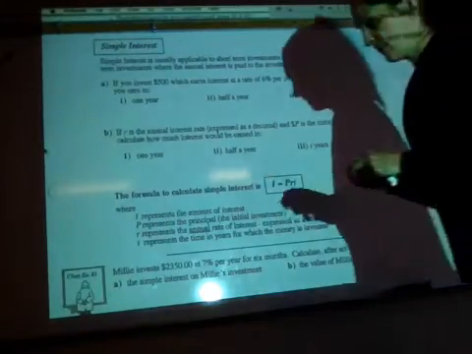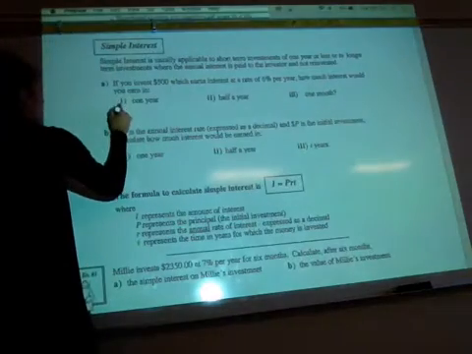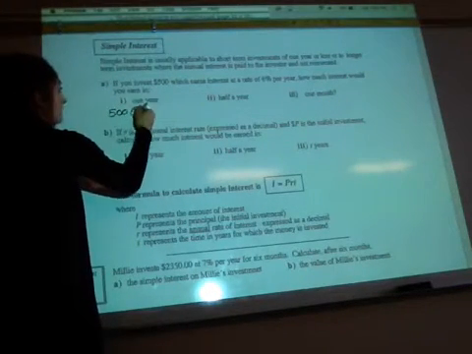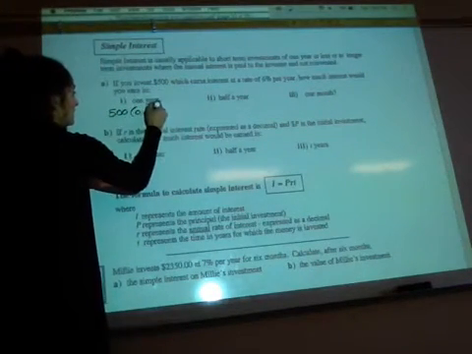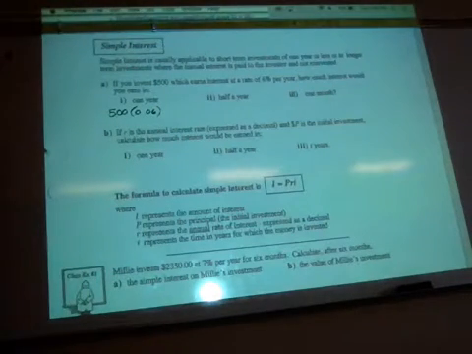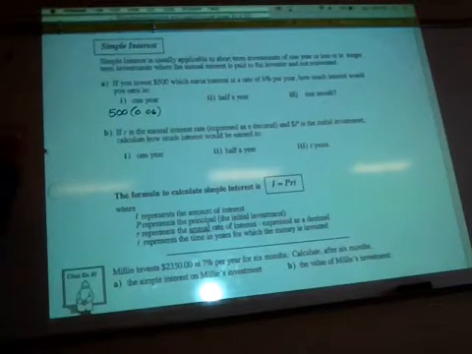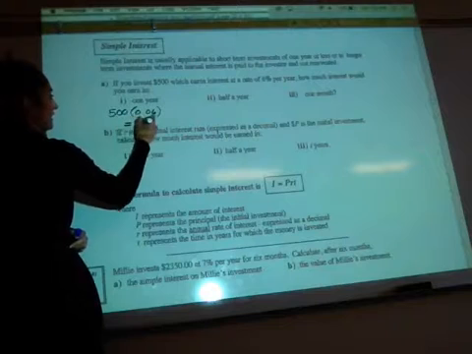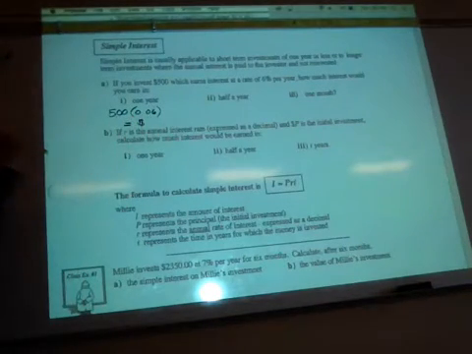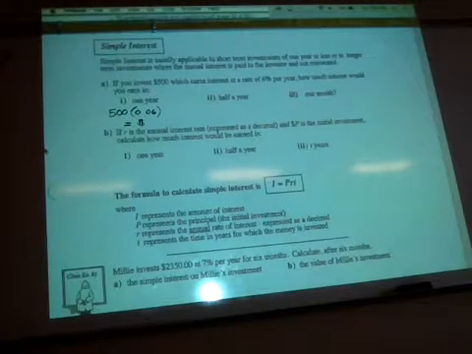So we're starting with $500, and all we have to do is multiply by 6%. And just note, with percents, we have to put them in decimal form. So 0.06. Okay, and if we calculate that, how much interest will you earn after the first year? $30.